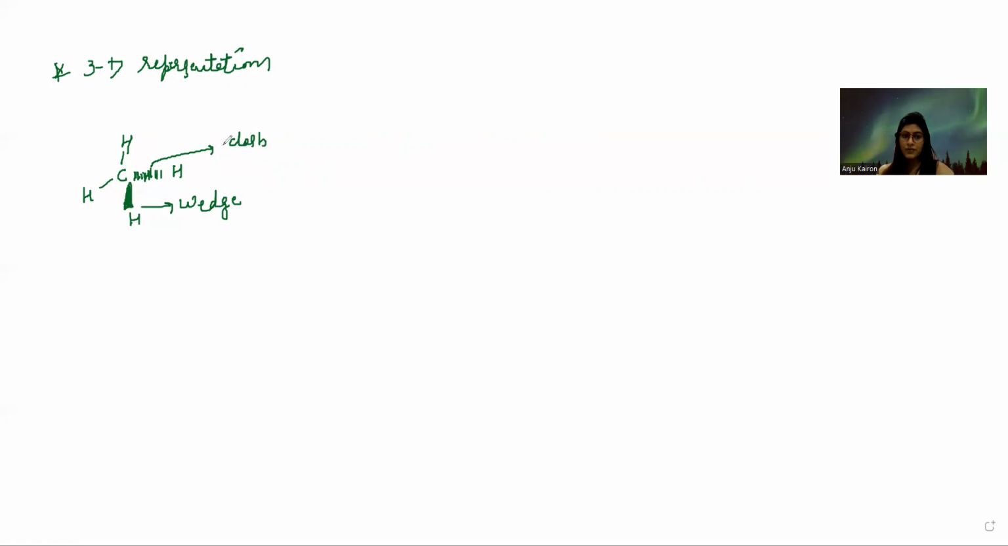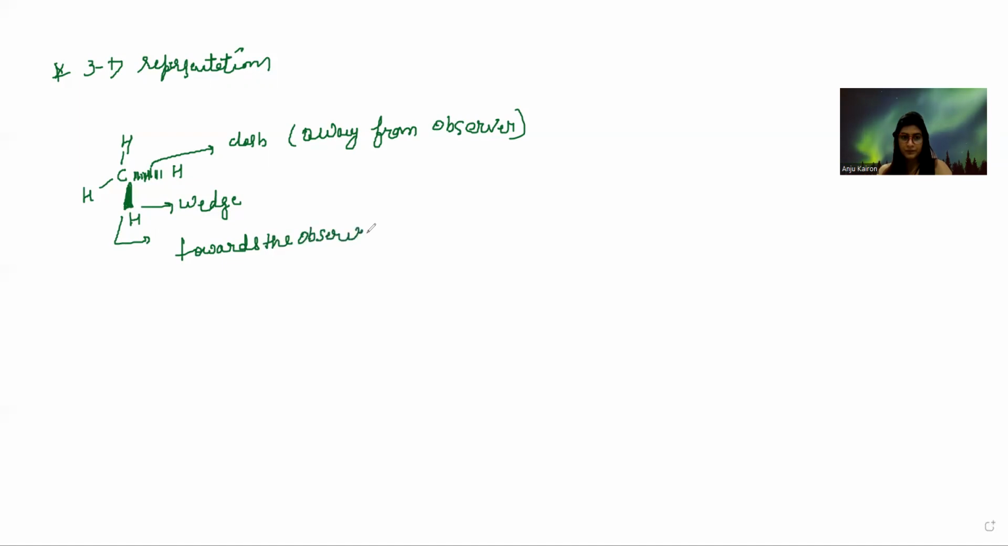And this dotted line represents that this hydrogen is behind, away from the observer. And this dark line represents the hydrogen that is toward the observer, towards the observer. All right, the tetrahedral structure like that.